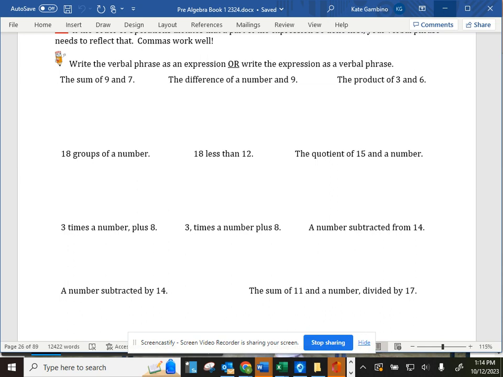So let's look at this first one. The sum of 9 and 7. So look back up at your table. How would we write that expression? Christian: 9 plus 7. That is our expression. The sum of 9 and 7 is 9 plus 7. So, Gabe, what's the difference between an expression and an equation? So are we doing expressions or equations? So do we have to put an answer? So equations, we are not doing. So we are not doing the math.